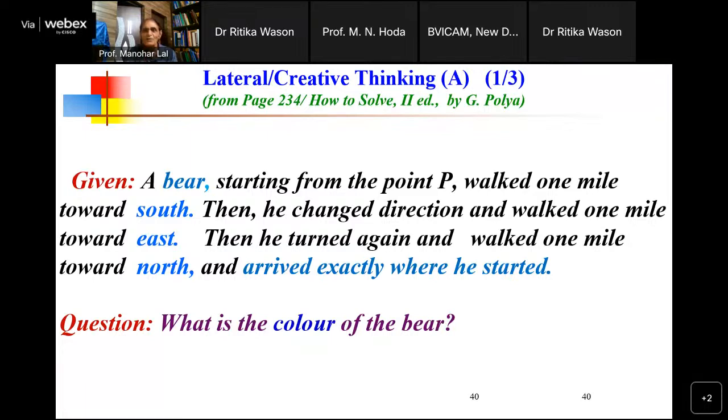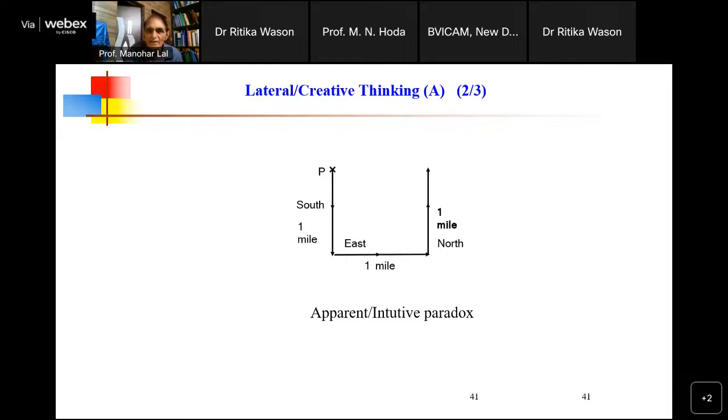Hence, every problem is solved through computational means. The data should be sufficient in order to solve the problem. But in whatever is given, nowhere is the color mentioned. How can we solve this problem where the data does not give any inkling of the color? The problem graphically says the bear starts at P, goes down 1 mile, then goes east, and then it goes north. And you can see it does not reach the same point. It is an apparent paradox. And even if suppose it reaches, how is it related to the color of the bear?